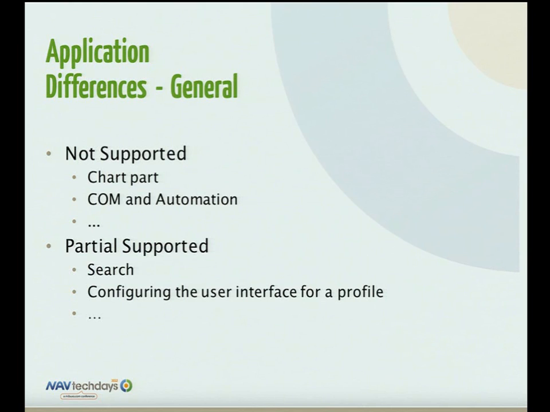Secondly, COM and automation are not supported. This list can go on, that's why I will only show a couple of them. Partly supported is search. You saw that I was searching in the web client. It's searching for pages and reports, but it's not searching for views as you can do in the RTC client. And also the configuration I showed you, it didn't work, but normally it will work. You will not be able to configure anything in the web client. You need to do that in the RTC, and then show it in the web client.